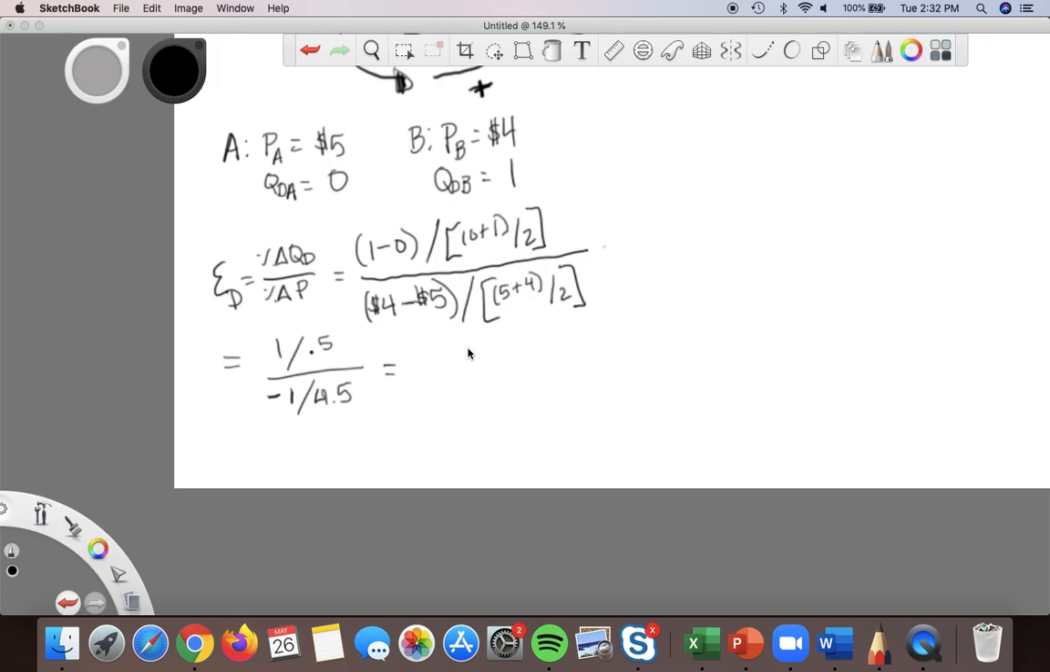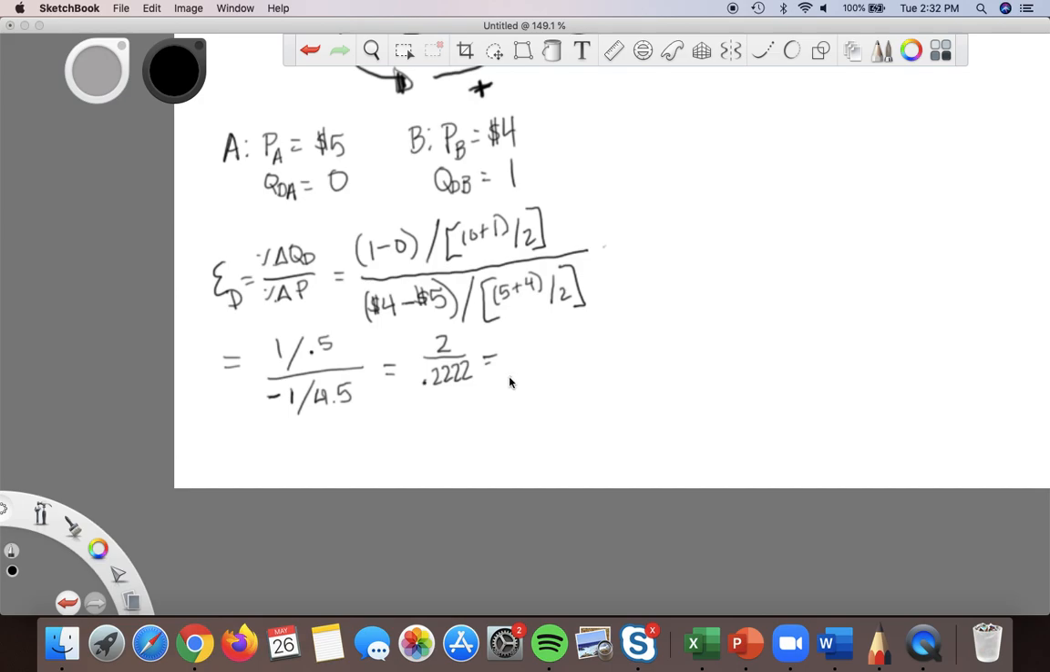Simplify that a little bit further here. If we do 1 divided by 0.5, that's going to simplify down to 2. If I do negative 1 divided by 4.5, I'm going to get 0.2222. If you're going to use decimal points here, go ahead and keep 4 until the end, and then you can simplify down to 2.